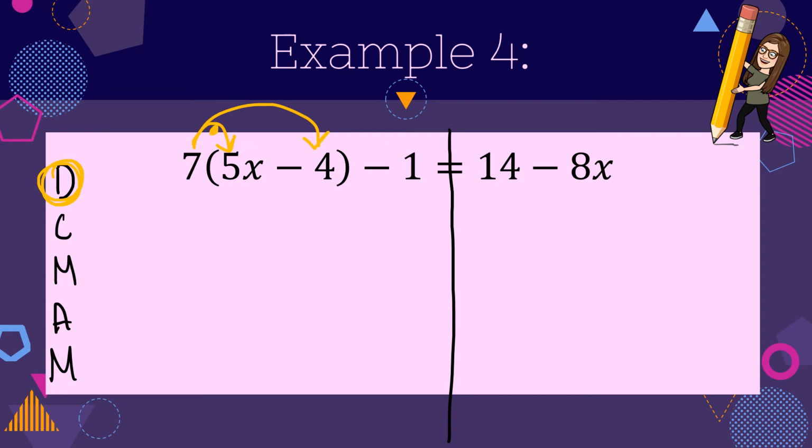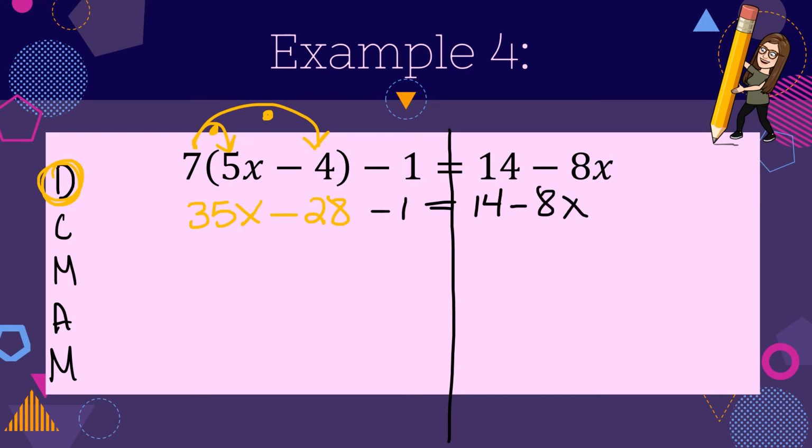7 times 5x is 35x. 7 times negative 4 is negative 28. Okay, make sure you're distributing to everything and watch your signs. Everything else falls down because we didn't use it yet.